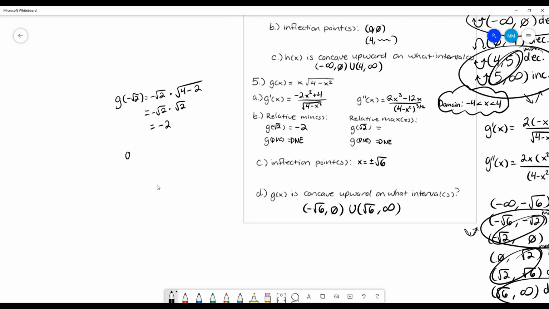And if I plug in a positive square root of 2, I'm going to get a positive square root of 2 out front. Same deal inside my radical, so it becomes this. My square roots cancel out, and it just becomes 2. And boom, we're all done. So that was our last question here.